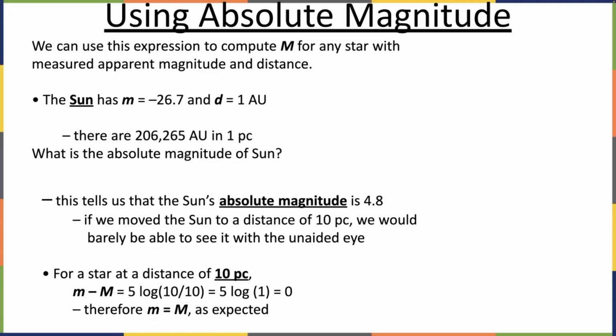And so I have given another example in the bottom. If you have a star that is at a distance of 10 parsecs, then your apparent and absolute magnitudes will be equal to each other, right? I mean, that's the definition. It should be obvious, right?